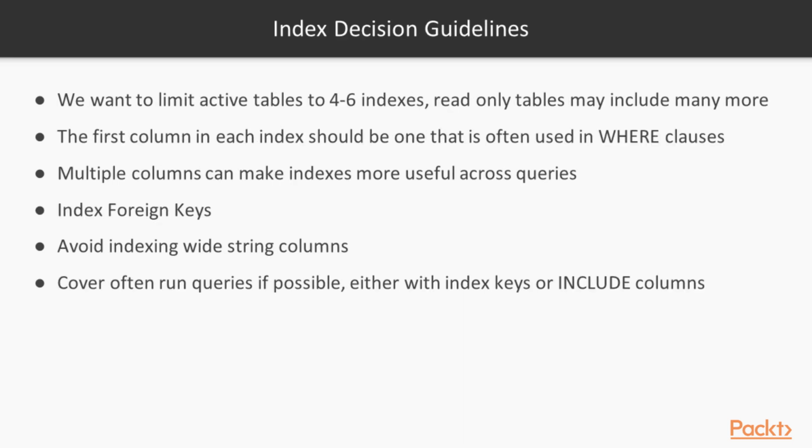Because these indexes have to be updated, we want to limit the number on active tables to about 4 to 6 indexes. This really depends on how heavy your write activity is, and it will vary according to your system. If you have read-only tables or tables that are rarely updated, you may have many more indexes. In fact, in read-only data warehouse type systems, typically you'll have 10 to 20 or more indexes on the table.